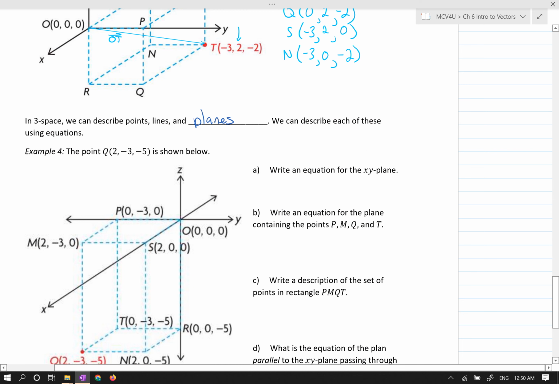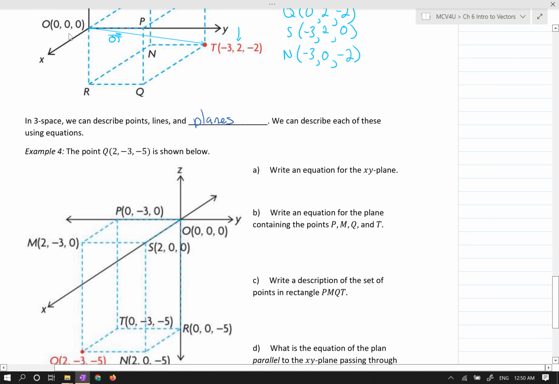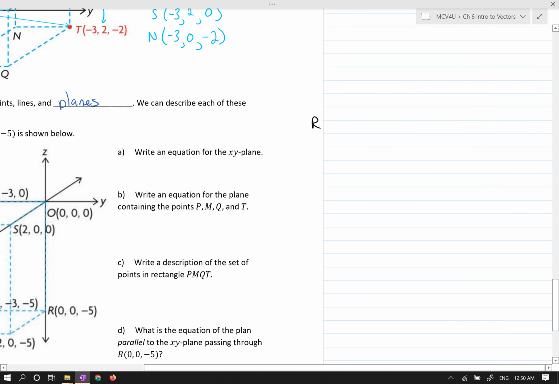So you folks have worked, believe it or not, in R2 for so many years, but before that you worked in R1, and we've actually worked in R1 a tiny bit in this course. R1 would have just one dimension. So R1 would look something like this. What does this look like? You guessed it, a number line.